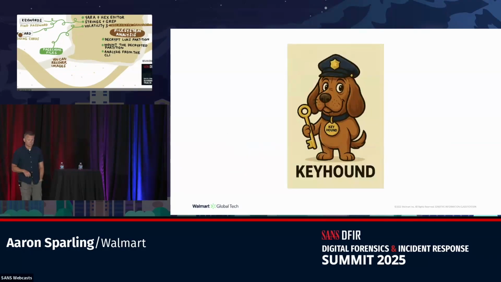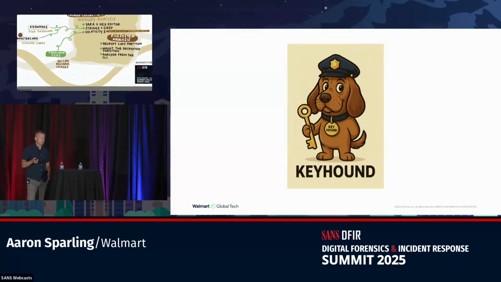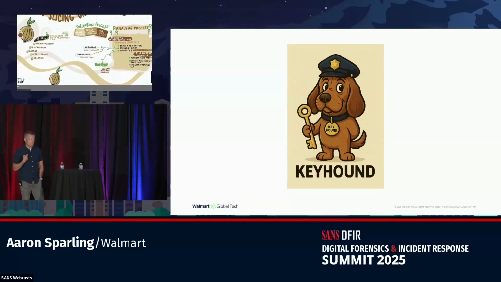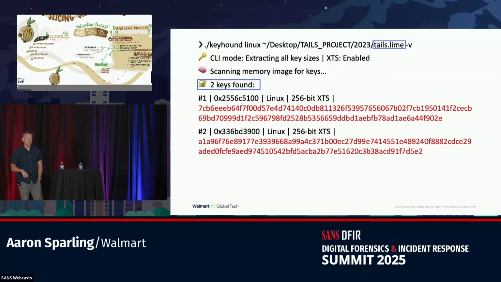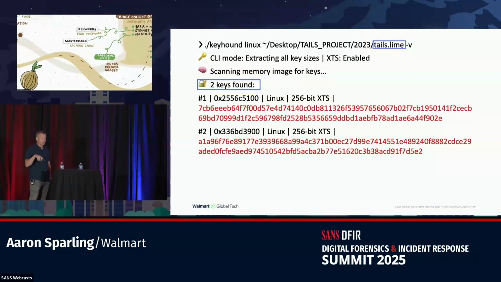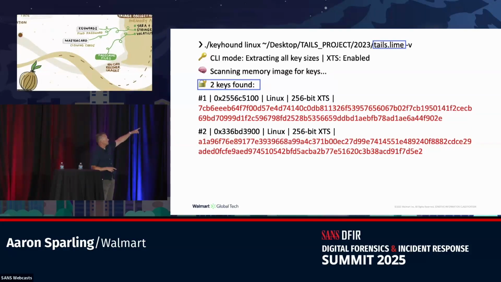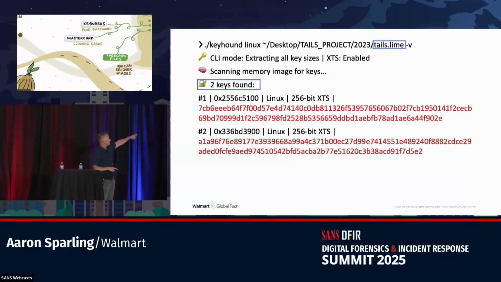However, all is not lost, because there is a tool that's going to be released probably in October called Keyhound. It's not mine. Elijah Brigham is releasing it, a peer of ours in the law enforcement community, that goes in and will recover the LUKS key from memory. Which is what I'm doing here because I'm trying to move fast, running this Keyhound binary against the memory image, and it dumps out and finds 2 LUKS keys.